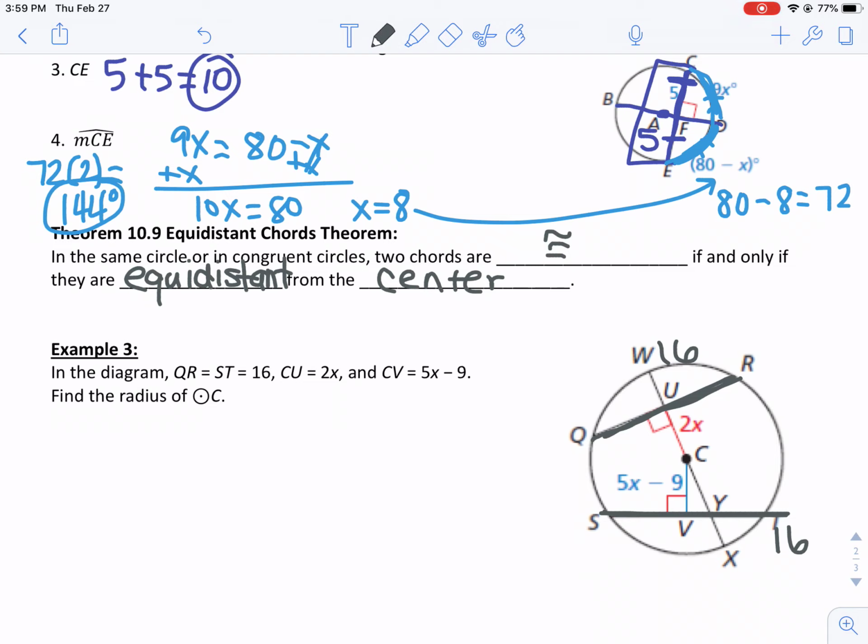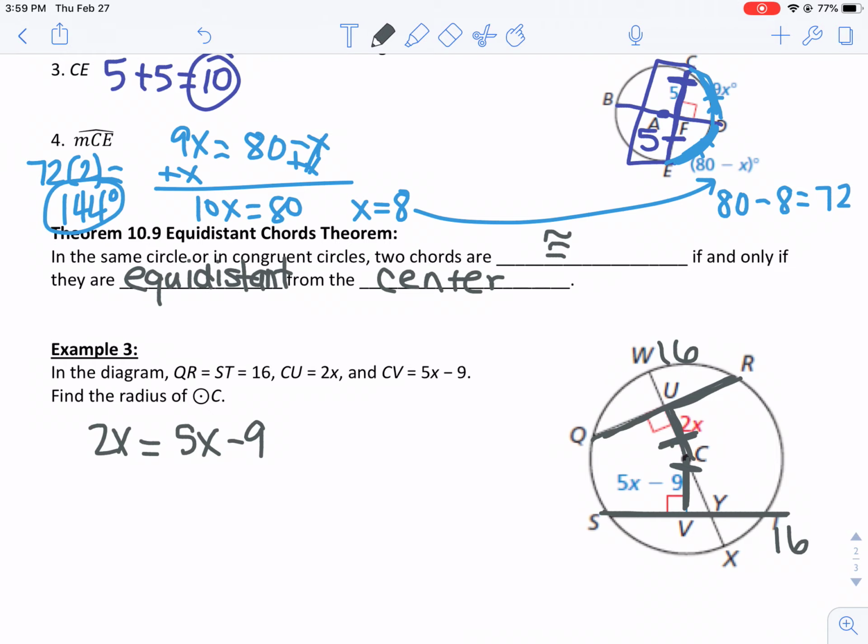So what our last theorem said was that those chords, QR and ST, are only going to be the same, so they only can both be 16, if the distance from the center is the same. So if this distance here is equal to this distance here. So since we were given that the chords are equal, since they're both 16, I know that the distance from C to U, which is 2x, is going to be equal to the distance from C to V, which is 5x minus 9.